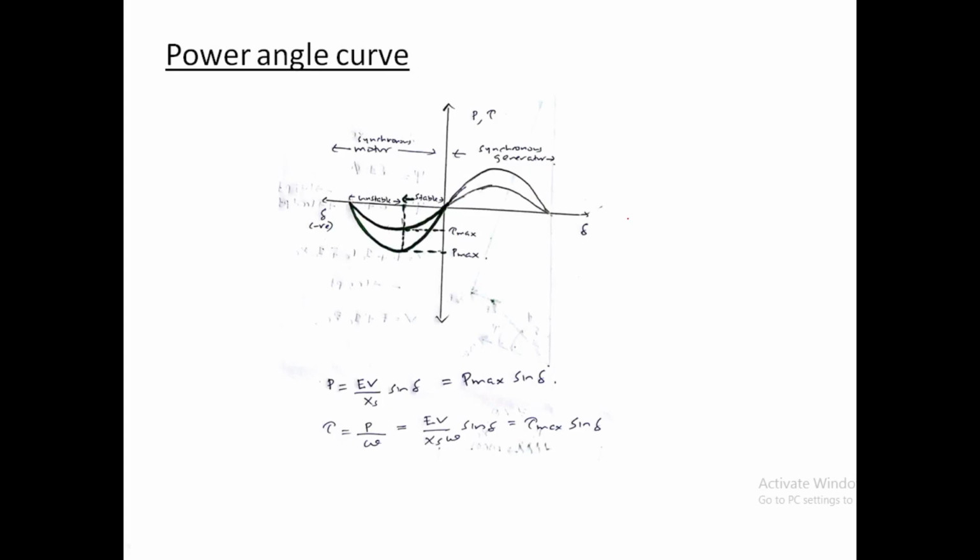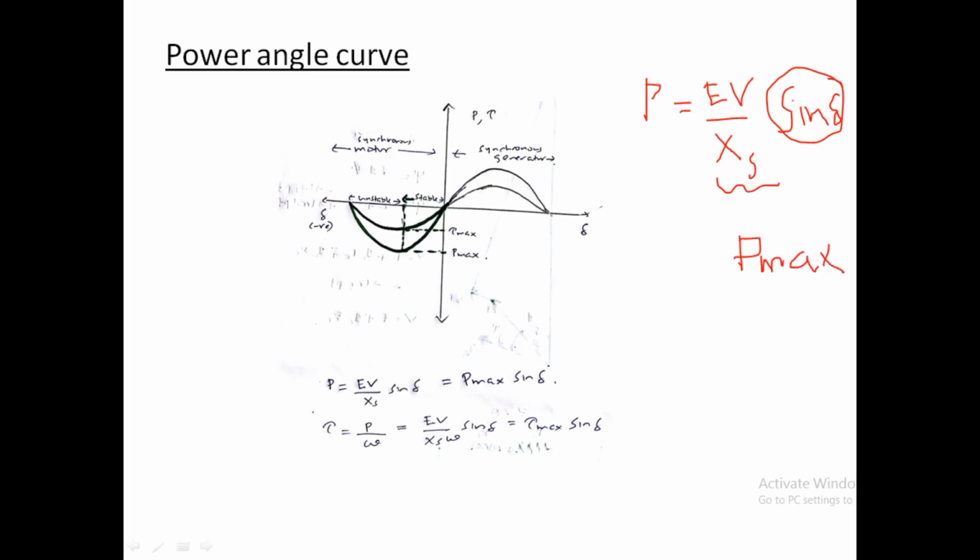Now the equation we got for P is similar to the generator equation: EMF E, voltage V, by XS, EV by XS into sine delta. This is the equation for active power, and it will be maximum when delta equal to 90 degrees. When delta equal to 90 degrees, sine delta will be 1 and EV by XS is the maximum power, P max. So we can write P equal to P max into sine delta.